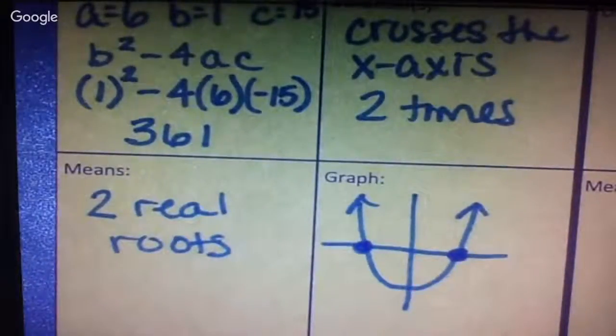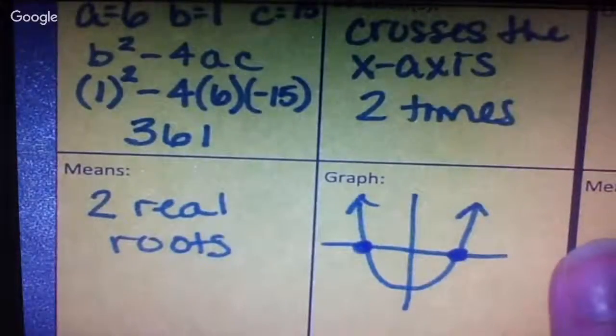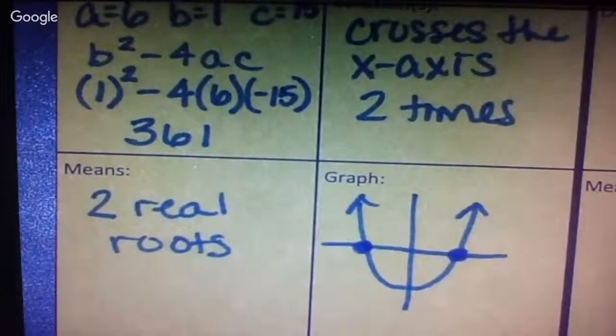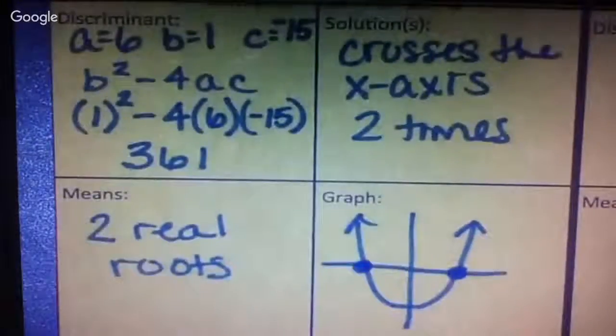So can you teach us how we're gonna get that? Because you have 2 real roots, so it crosses the x-axis 2 times. How do we know what the two roots are? I told you we're not focusing on that today. All I want to know is, do you know how many times it crosses today? That's it. That's all we're doing.